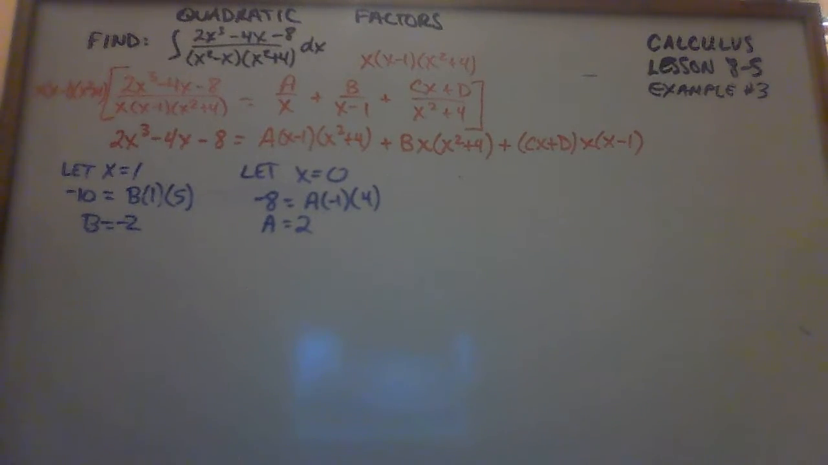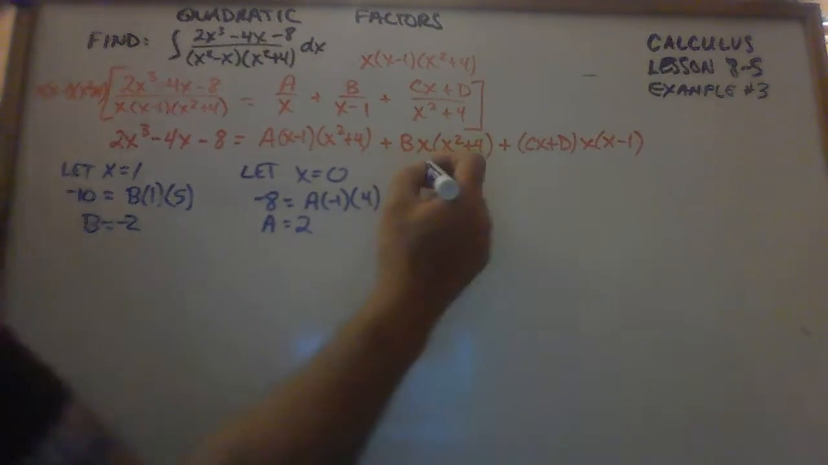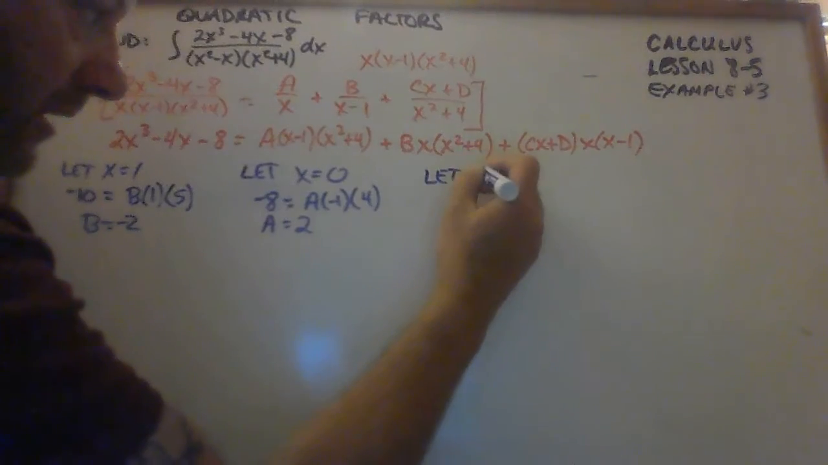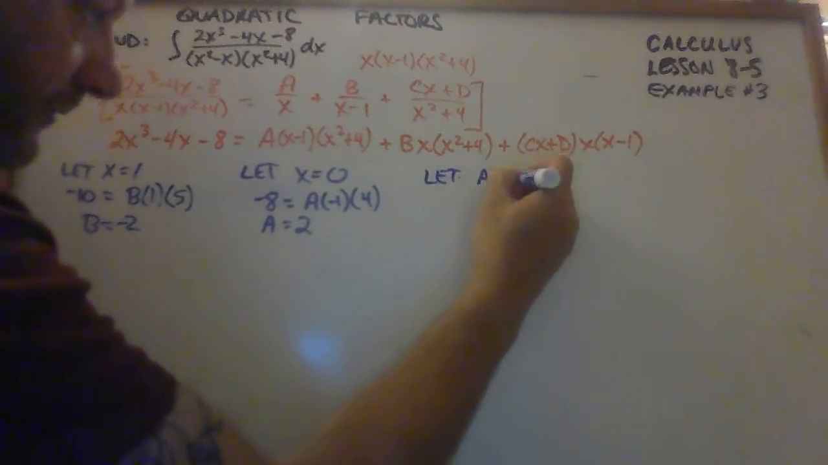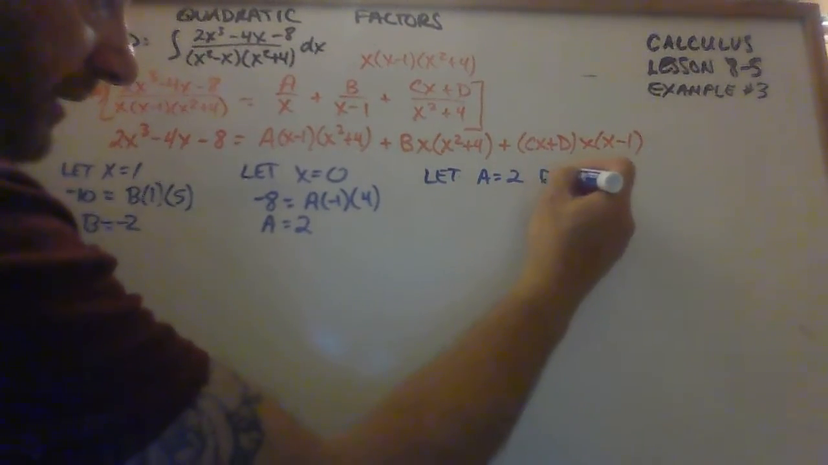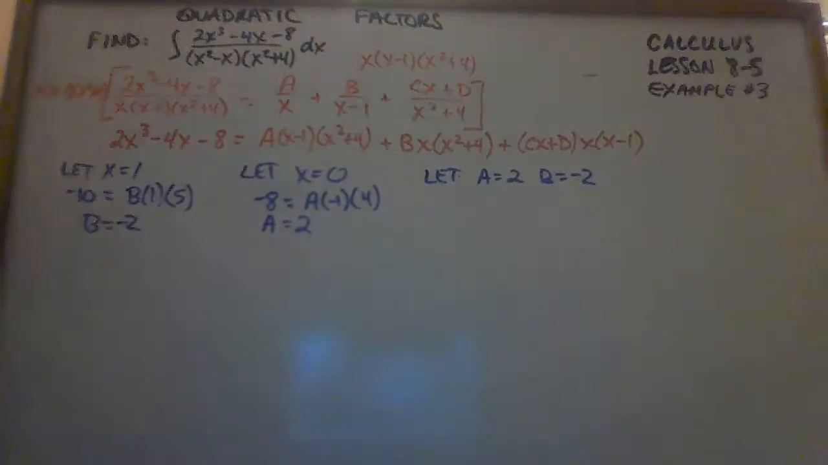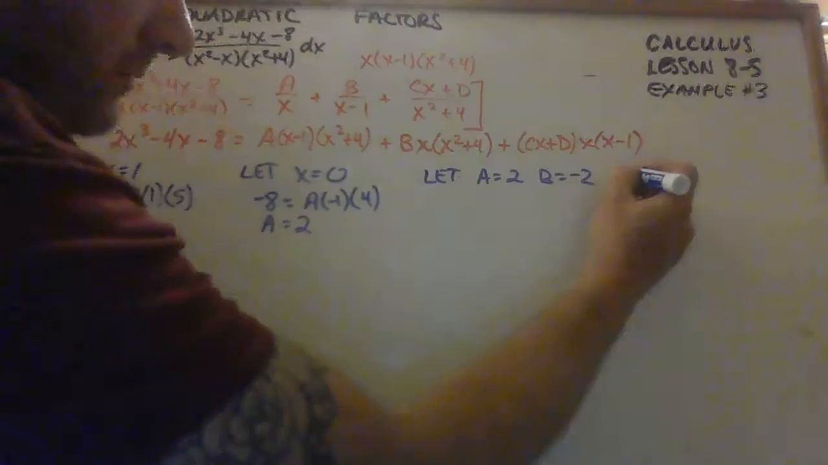Now, on this third one, I'm going to let A equal 2. I'm going to let B equal negative 2. And then I can pick anything that I want for x. Okay, I'm going to pick something easy, something simple. So I'm going to let x equal 2.